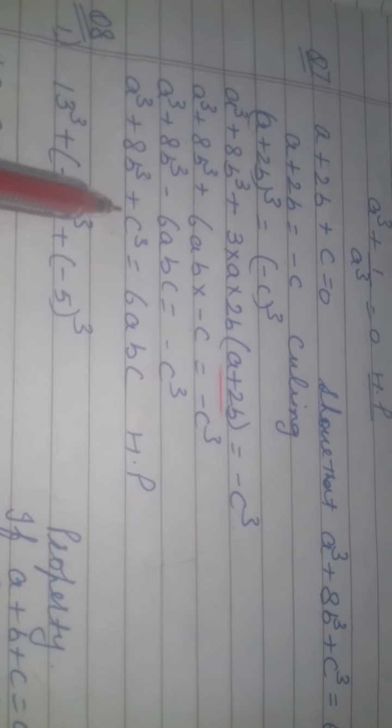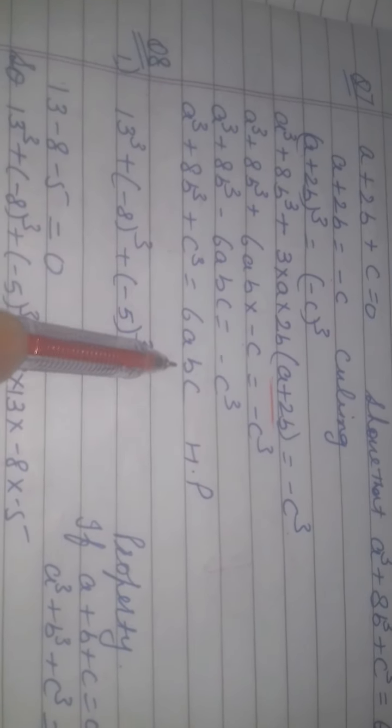A cube plus 8b cube. Now c cube I will transpose this side. Why? In order to get the same result. Clear? That's equal to 6abc. That's what we have to prove.